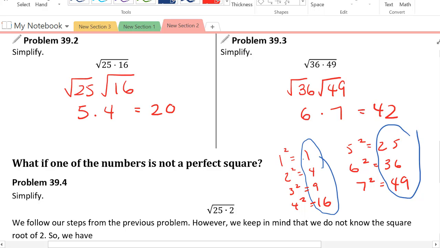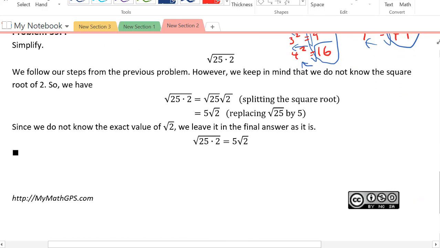That means the square root of 1 is 1. The square root of 4 is 2. The square root of 9 is 3. The square root of 16 is 4. The square root of 25 is 5. The square root of 36 is 6. And the square root of 49 is 7. Okay, so you see how that works. You make a list or table, and you can easily see what the square roots are. Okay, so let's look at another example.